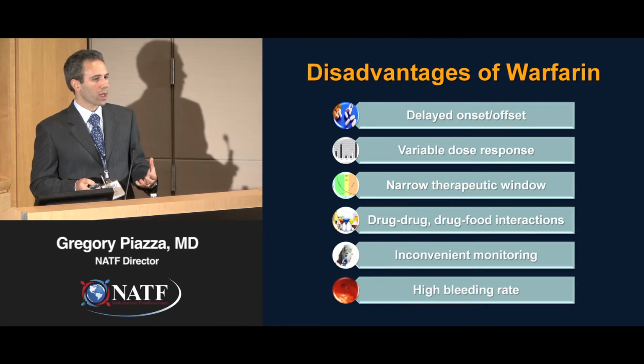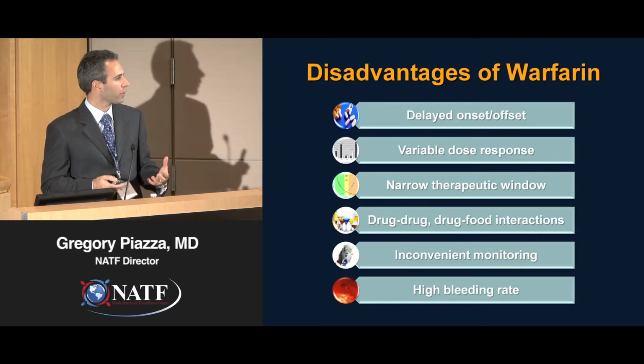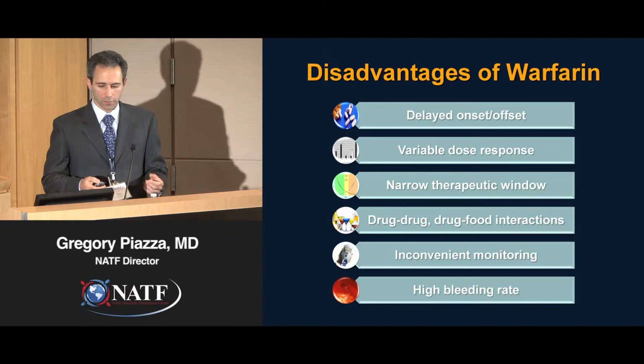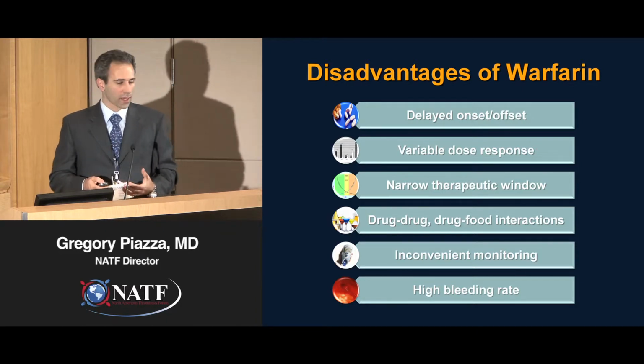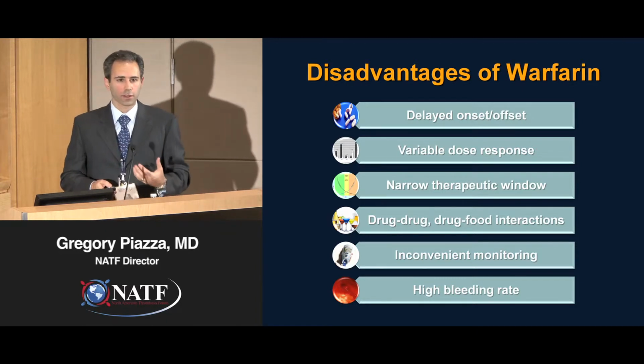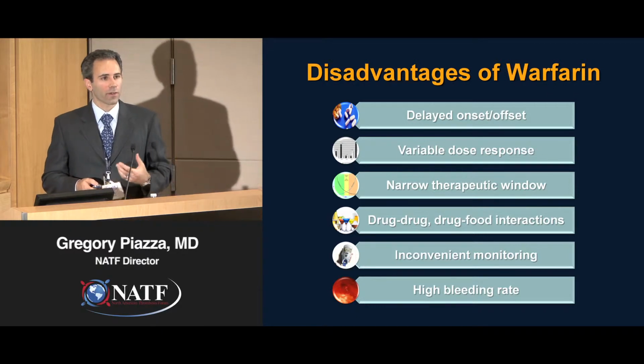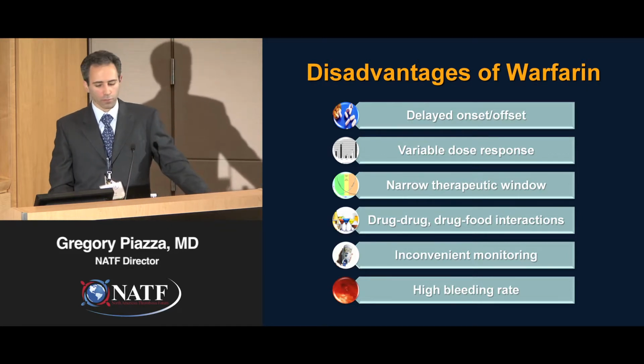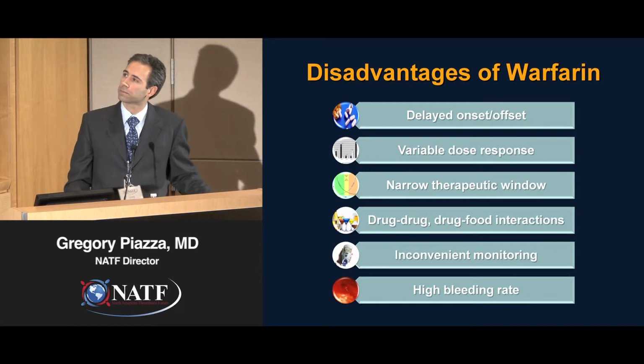Once patients are ready for discharge, we have to think about something that they can take easily at home. And for the longest time, that's been warfarin or Coumadin. But we know that warfarin has many disadvantages that we've already talked about. It has a delayed onset and offset. It has a very variable dose response. The therapeutic window can be very narrow. It has many drug-drug and drug-food interactions. It's inconvenient to monitor for both patients and for providers. And then there's a bleeding rate associated yearly with the use of warfarin.